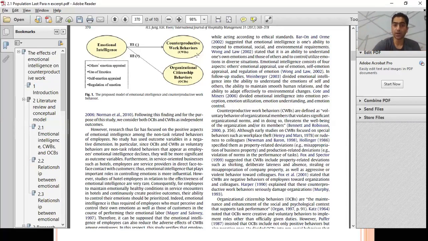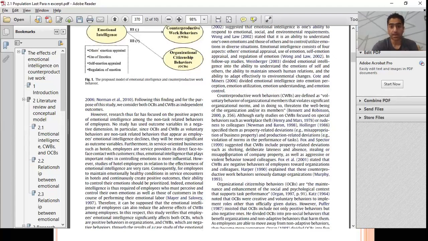The other side is counterproductive behavior. If I am using the official phone for my personal interest, or if I am not giving time to the student, then this is also counted as a counterproductive behavior because that behavior is not good for the organization.